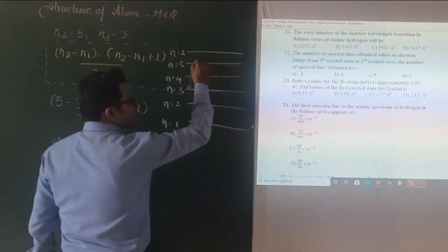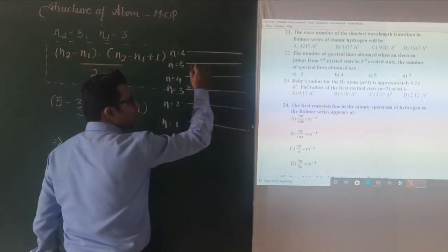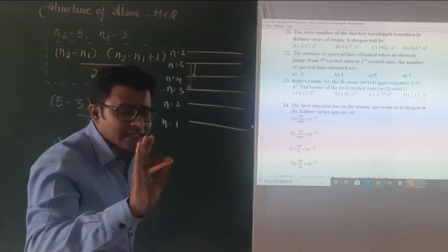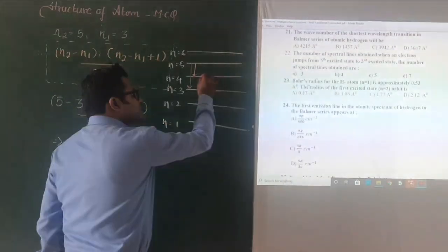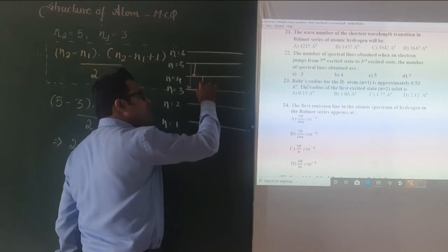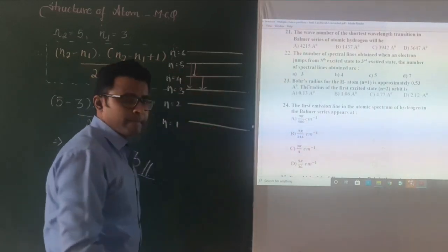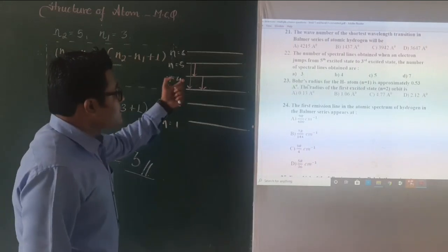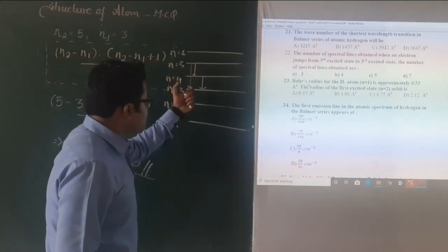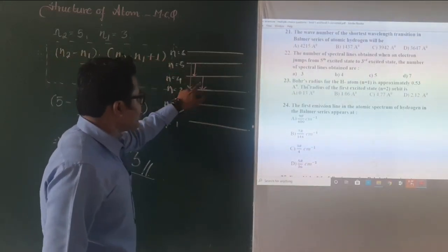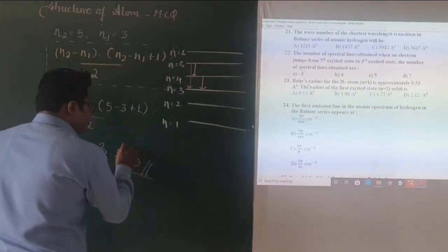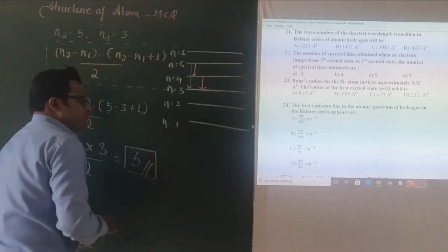The second possibility is that from the fifth, the electron can come to n is equal to 4. This is the second possibility. The third possibility is that from the fourth it can come to the third one. So the total number of transition lines, or the spectral lines, that we can have is 1, 2 and 3. Okay, so this is the answer for question number 22.